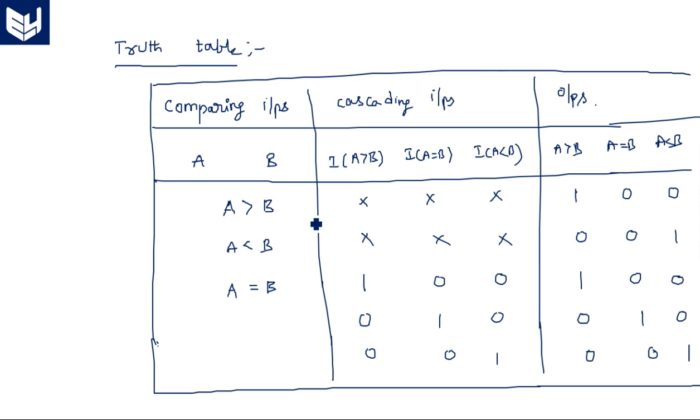B, or A less than B, irrespective of the cascaded inputs, we can directly say whether it is a greater than B case or A less than B case. When we go for the cascaded inputs, when A is equal to B, when the current state says it is A equal to B, then we go for the cascaded inputs. Depending on the condition of the cascaded inputs, the output will be coming.